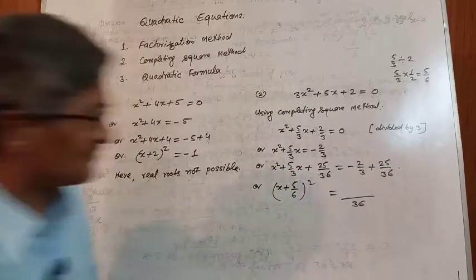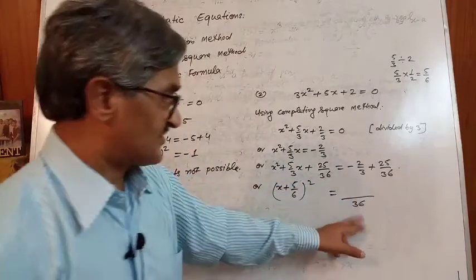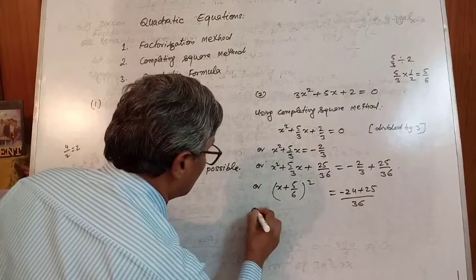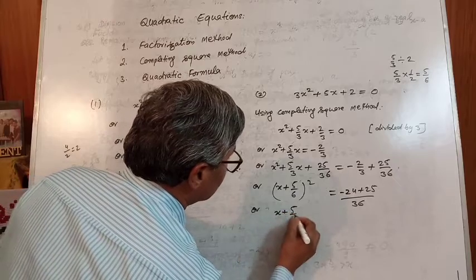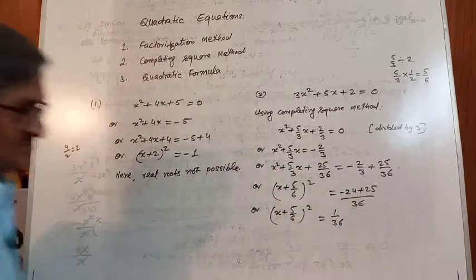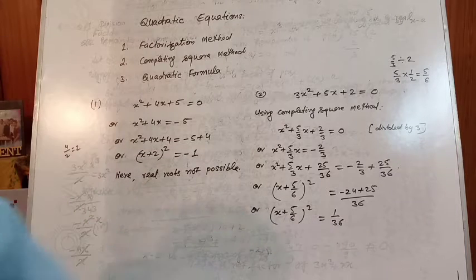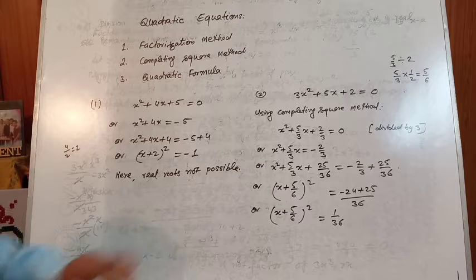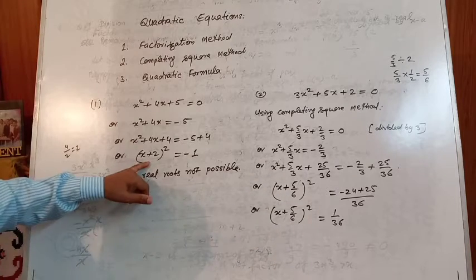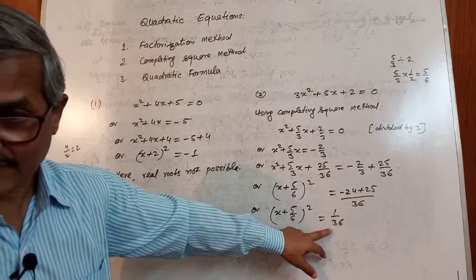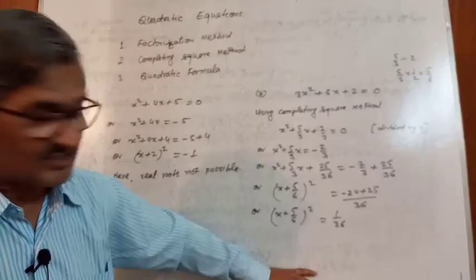36 LCM: 3 is 36, 12 2 is 24 plus 25, or x plus 5/6 whole square equal to 1/36. Now here we are getting 1/36 which is positive. So real roots are possible. Now on this step, the same step has come, but this is a positive number. So further we have to proceed for the solution.